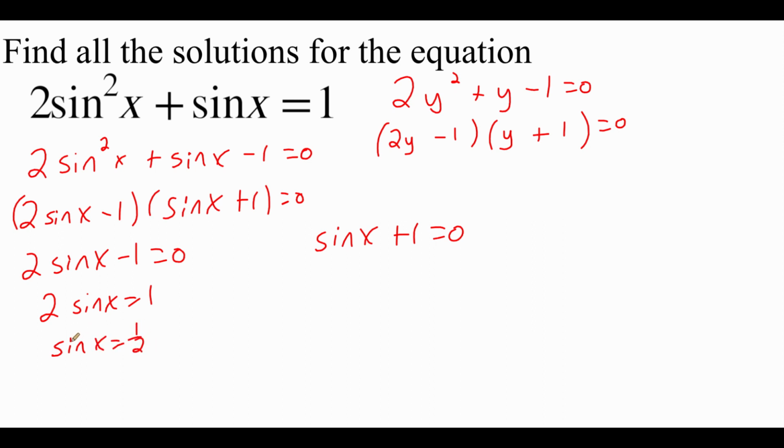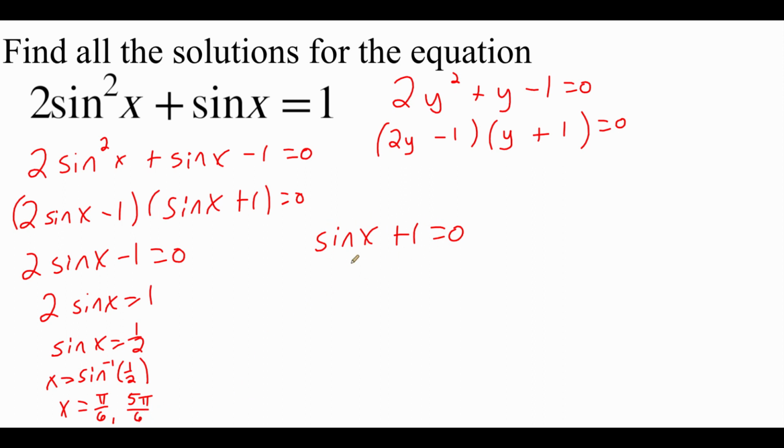And then in order to get rid of the sine and get x alone, we're going to have to do the inverse. So x is going to equal the inverse sine of 1/2. And this means we need to look on our unit circle for where the y value, the sine value, is 1/2. And that happens two places on our unit circle. That happens at the angle pi over 6, and that also happens at the angle 5 pi over 6.